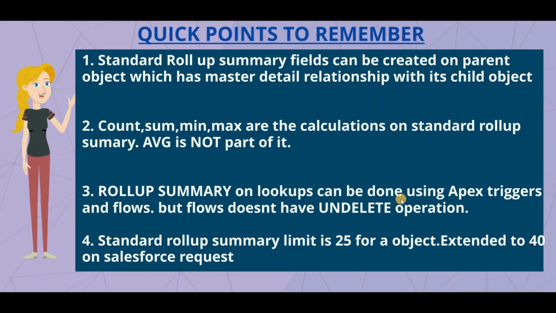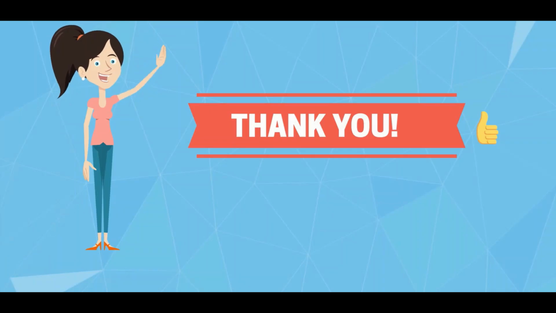Third point is rollup summary on lookup can be done using Apex triggers and flows, but flows doesn't have an undelete operation at this point of time. It might come in future releases. Point 4. Standard rollup summary limit is 25 for an object. It can be extended to 40 at max if we raise a Salesforce request. And that's the wrap up.